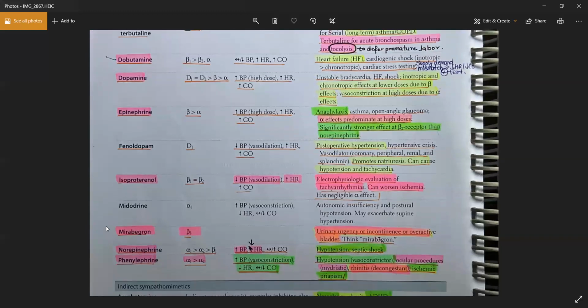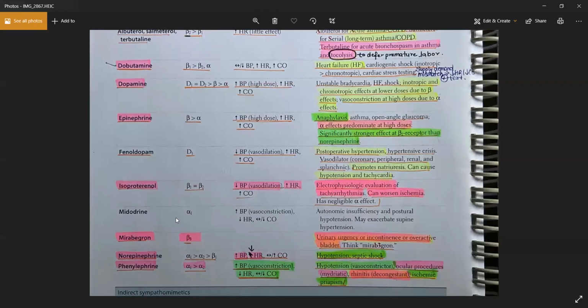One more agent is mirabegron, which stimulates the beta-3 receptors, and these are the receptors which are found on your urinary bladder. It will cause relaxation of the detrusor muscles there. So you will get urinary retention. So you use these agents in incontinence. Okay, very much important to know.